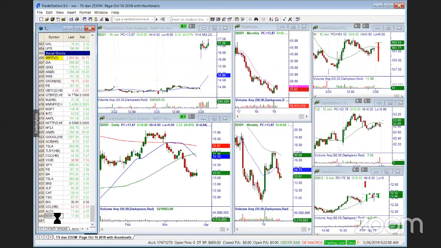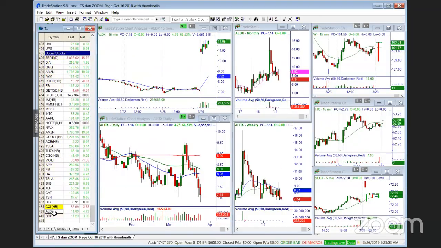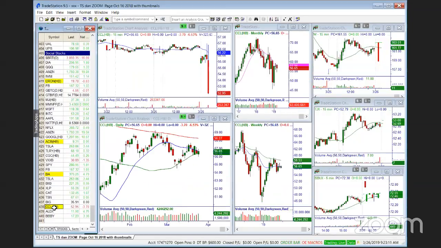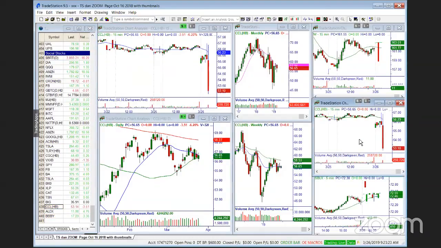BBBY is just in the news. I read in the journal that some activists are trying to take over the board. ALDX, I'm not sure if that's a bio, but 12, wow, that's a big gap. Wow, CCL had earnings, nasty gap to 53. Wow, that's a big, ugly gap. I mean, this thing might come down to 50. I'll put that in this. It's just not an ideal entry is the only problem.